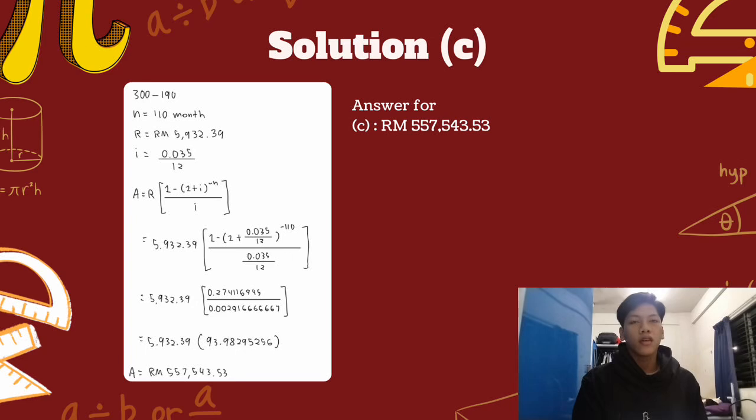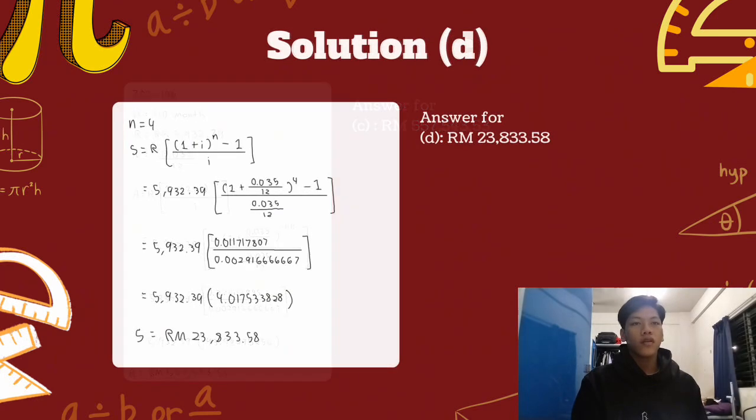Next, in solution C, we look at early settlement. Immediately after making the 119th payment, Big Bev decides to settle the loan in full. This means there are 181 remaining unmade payments, that is 300 minus 119. To find the settlement amount, we calculate the present value of these remaining installments. Applying the formula with our monthly payment of 5,932.39, the total amount required to fully close the loan is 557,543.53.